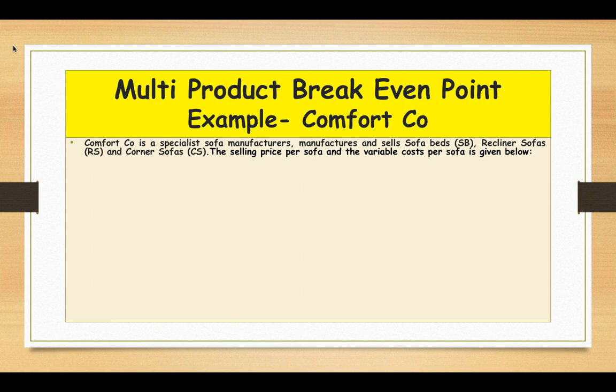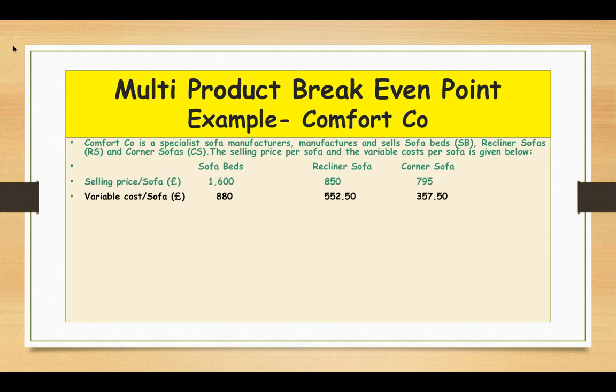The selling price per sofa and the variable cost per sofa is given below. So the 3 types of sofas. Selling price for the sofa beds, £1,600, the recliner sofa, £850, the corner sofa, £795. Now the variable cost per sofa: the sofa bed's £880, the recliner sofa is £552.5, and the corner sofa is £357.5.